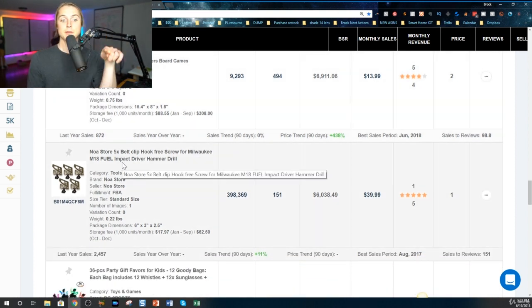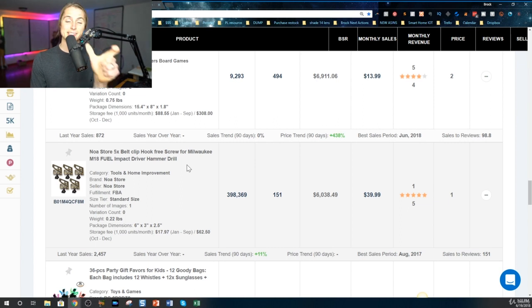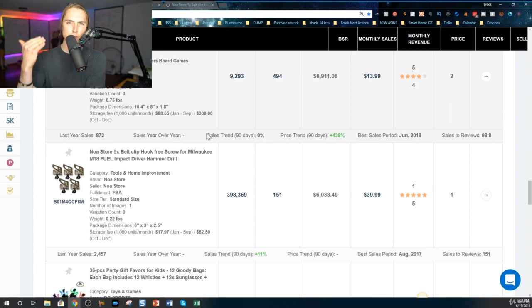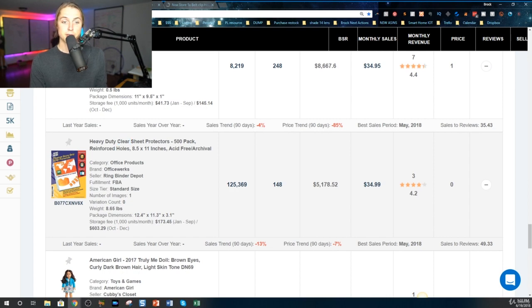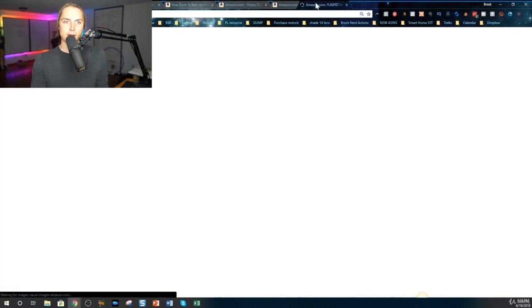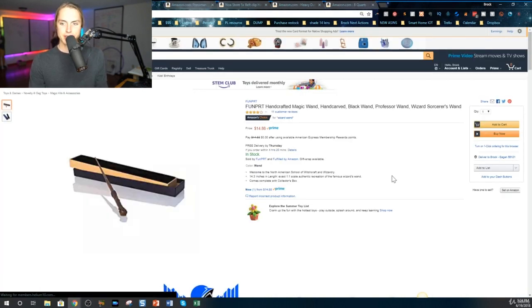Ooh, this one is interesting to me because right here, this is an accessory. And I love accessory sellers because they kill it and they don't really do that much in terms of optimization and whatnot. So those are some good guys to spy on to see. They're very strategic in the opportunities that they go after. Heavy duty clear sheet protectors. Okay, this looks interesting. Okay, this one looks interesting to me. This is a handcrafted magic wand, hand-carved black professor wand. So whoever is sourcing, all right, we're going to go right there. This one gets my interest.